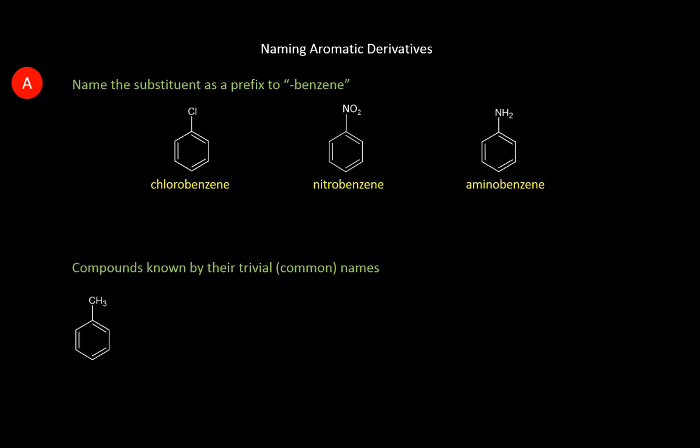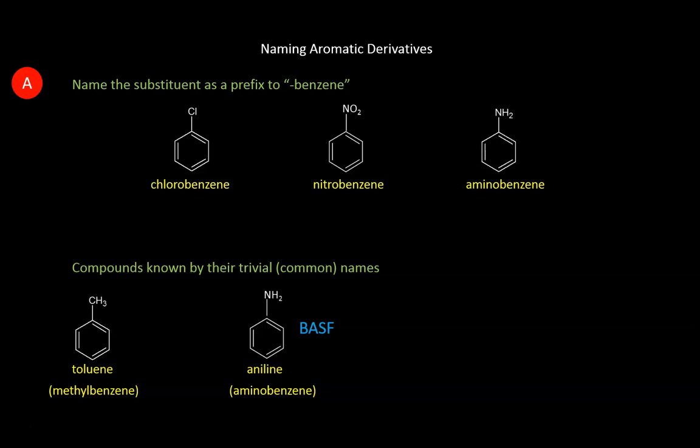This one, methylbenzene, is better known as toluene. It is a colorless liquid like benzene. Methylbenzene is still a correct name. Aminobenzene is also known as aniline, or aminobenzene as above. It has a long history as a precursor to many dyes.